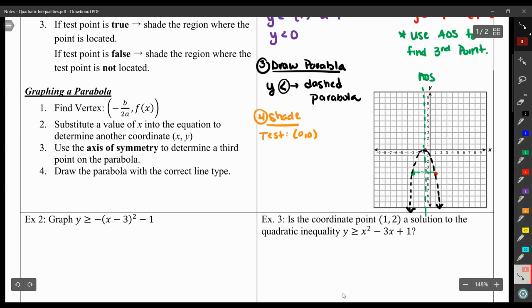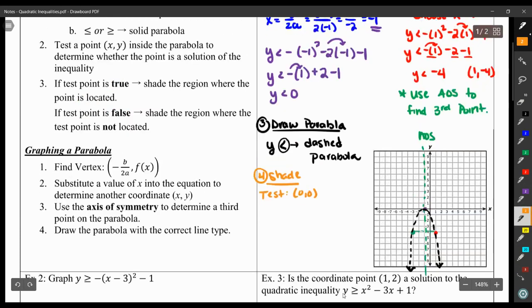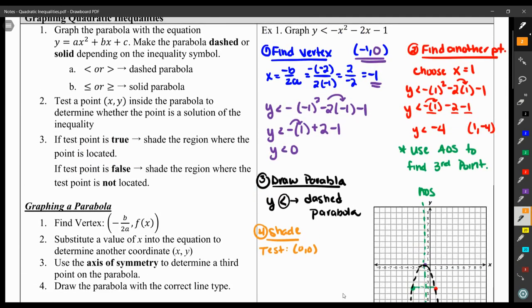If 0, 0 is a solution, that means we're going to shade where the point is located. If 0, 0 is false, that means we're going to shade where 0, 0 is not located. So we're going to substitute 0, 0 into our quadratic inequality. So remember, x is 0 and so is y.